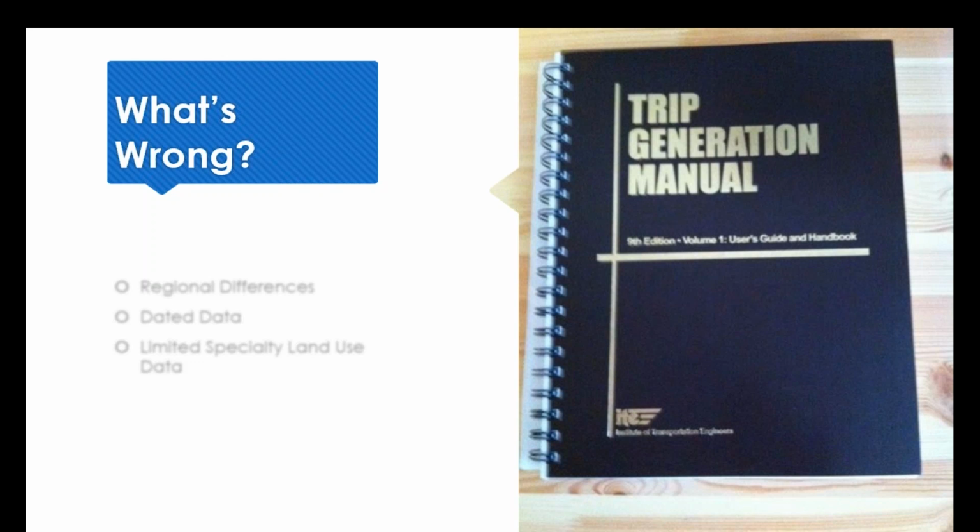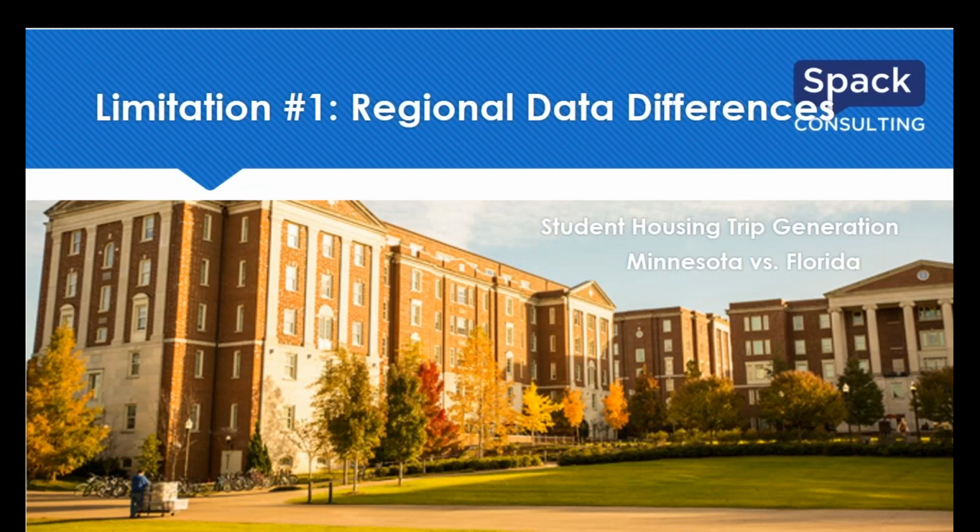But we have some issues with it, and this is where we get to what's wrong with it. Just a few quick things here: regional differences, old data, and then the limited applicability of it. So if we quickly step through those one at a time here. Yep, so one of the limitations Bryant just mentioned is regional differences in the data. The ITE is a national handbook, so there's data from all over the country in there.